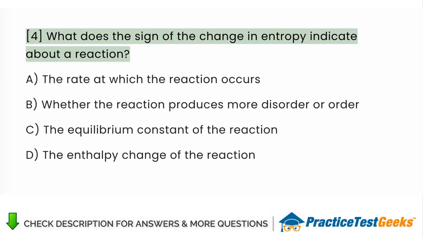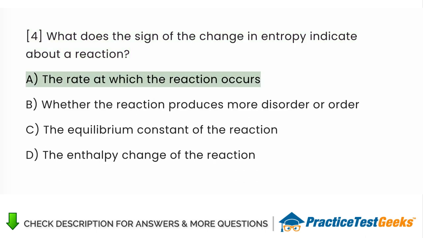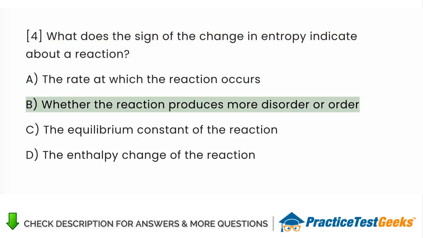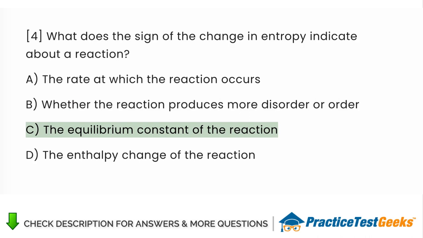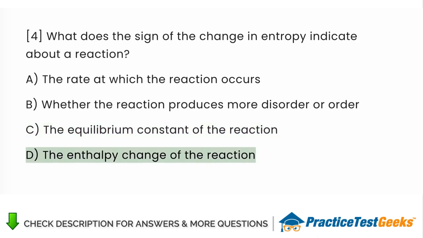What does the sign of the change in entropy indicate about a reaction? A. The rate at which the reaction occurs. B. Whether the reaction produces more disorder or order. C. The equilibrium constant of the reaction. D. The enthalpy change of the reaction.